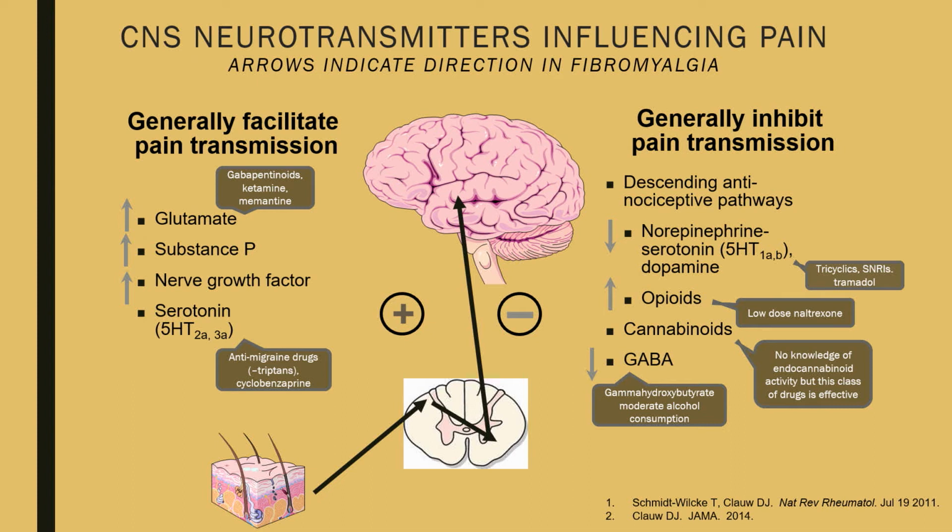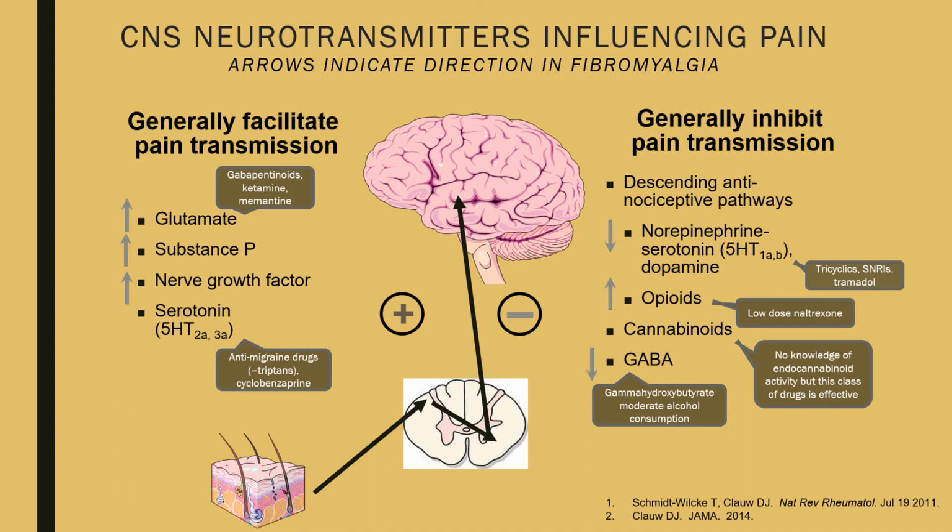What we know based on fMRI studies and other types of studies of the brain is that glutamate, which is an excitatory or pro-pain neurotransmitter, those levels are increased. Ways to decrease them, which would help pain, would be things like gabapentin, pregabalin, also known as Lyrica, ketamine, memantine. These are all things that can be tried to reduce our glutamate levels. But remember, that's just one mechanism that we've seen in fibromyalgia.